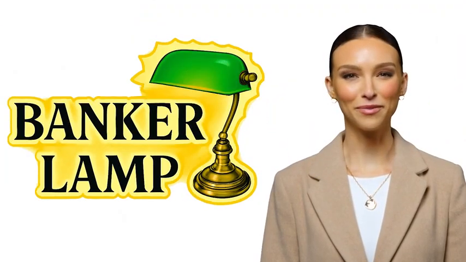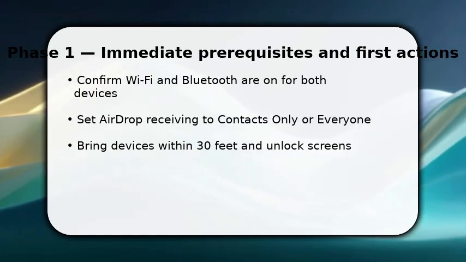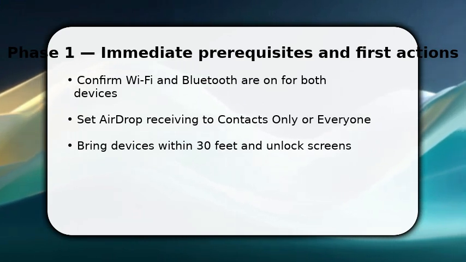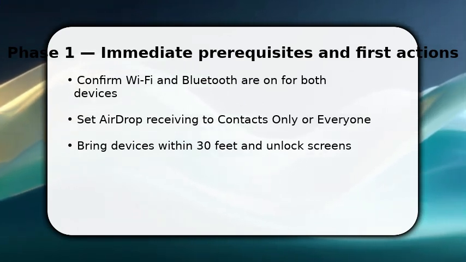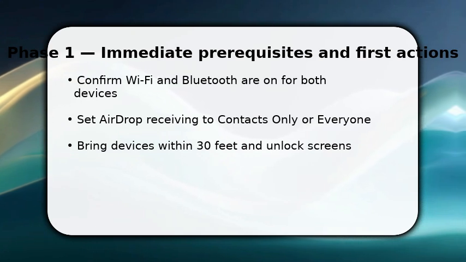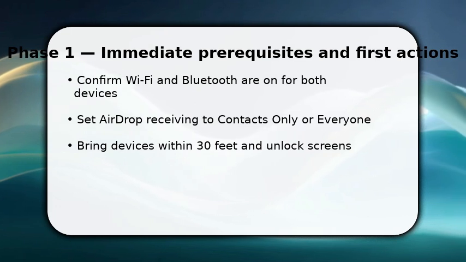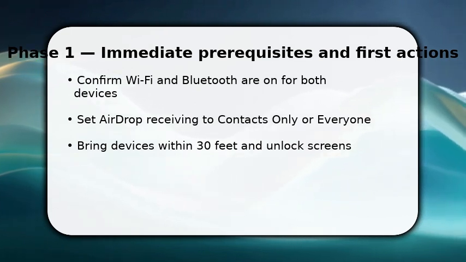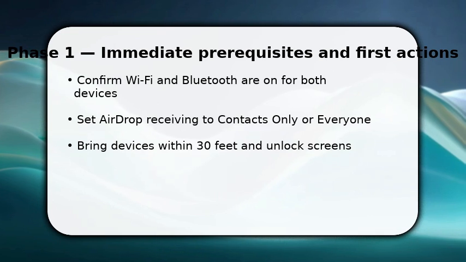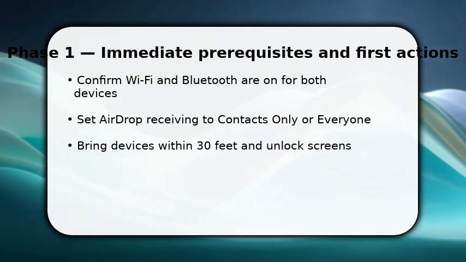Please enjoy the video. You start by verifying the essentials: Wi-Fi and Bluetooth turned on, and your device unlocked. Open Control Center or Settings and set AirDrop to contacts only or everyone, depending on who's sending files. Once done, make sure both devices are within roughly 30 feet and not in airplane mode.